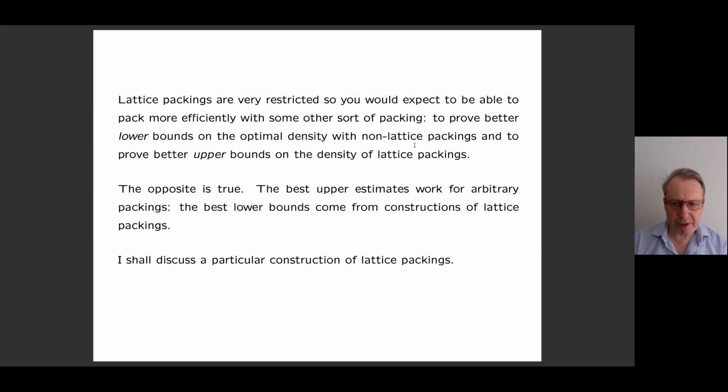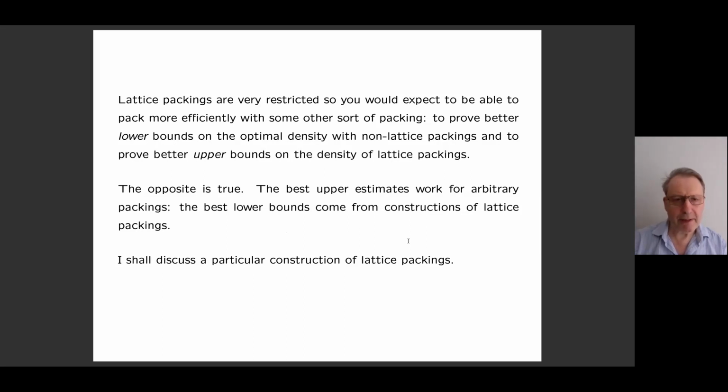So you have this rather strange situation that things work the opposite way from what formally, or in a sense logically, you would expect them to. Now, what I'm going to do in this talk is describe a particular construction of lattice packings in each dimension, and use that to get a bound on the optimal density from below. So I'm going to prove a lower bound.